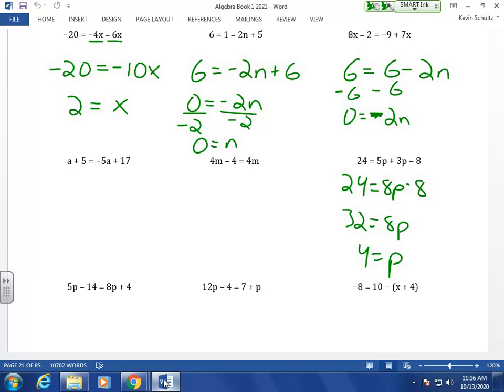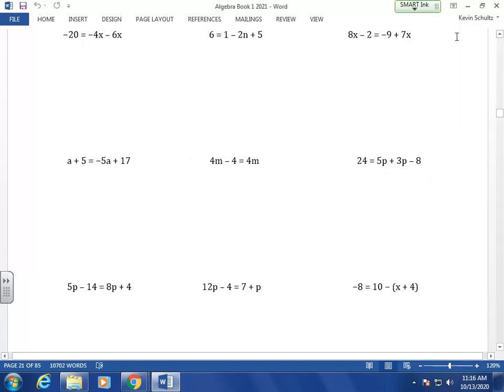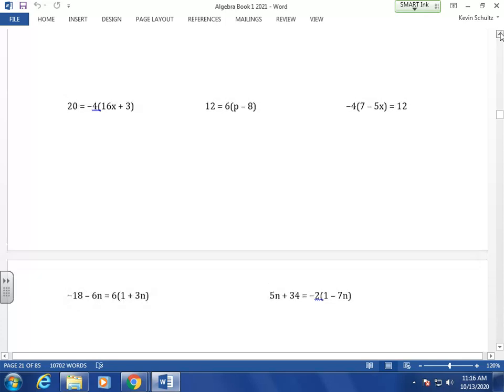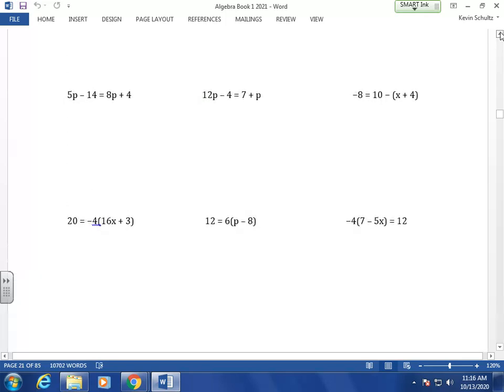Okay, very well. A little further on down the page. Too far down the page. Okay. Where are we?